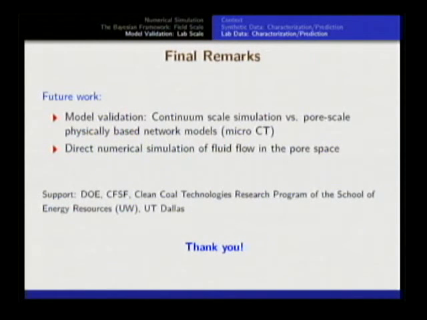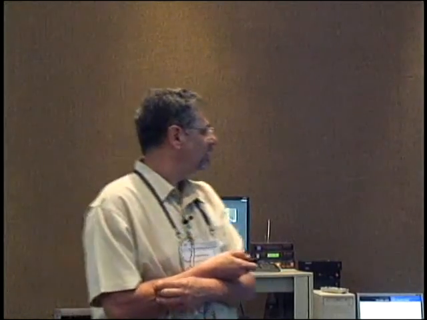So we have two different projects aiming at different aspects of model validation. This group has a lot of pore scale network models running for 2- and 3-phase flows. We are aiming at trying to validate the continuum description of 2- and 3-phase flows against these pore scale models, and also against direct numerical simulation at the pore scale. So thank you for your attention, and I'll be happy to take questions.